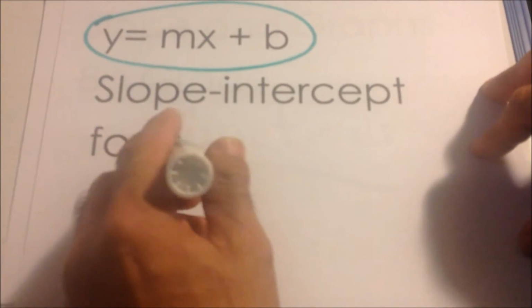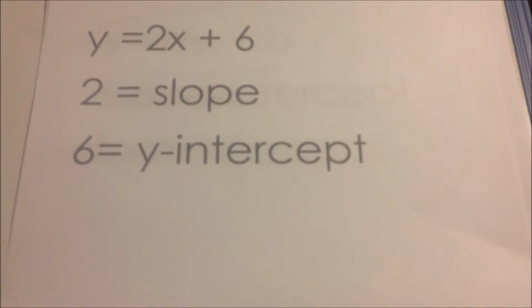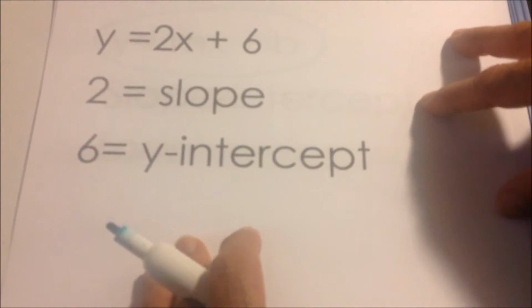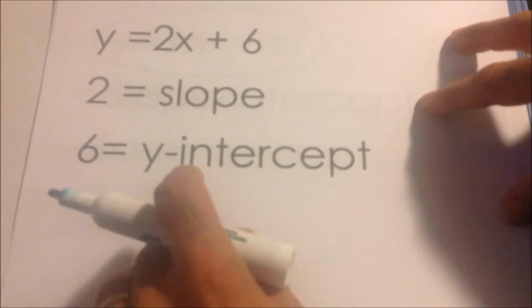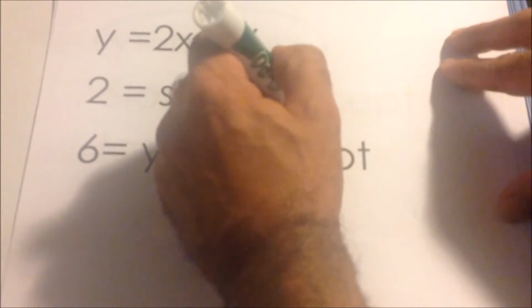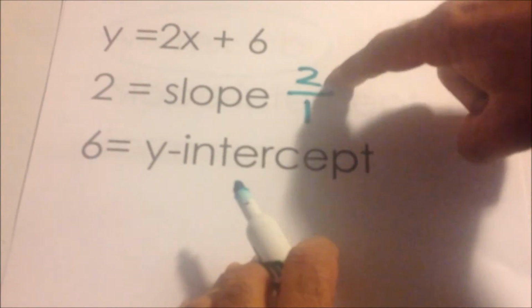So if I had, for example, let's say I had that equation, we know it's linear. We know it's linear because there is no exponent on the variable that's higher than 1. So here we know a couple of things. We know that in slope-intercept form, the m is the slope, so we know the slope is 2. That means it's going up by 2 and over 1, up 2 over 1, up 2 over 1.